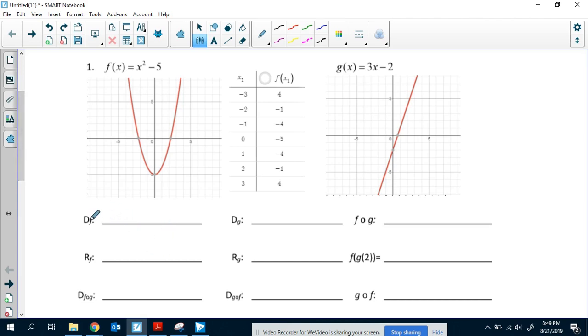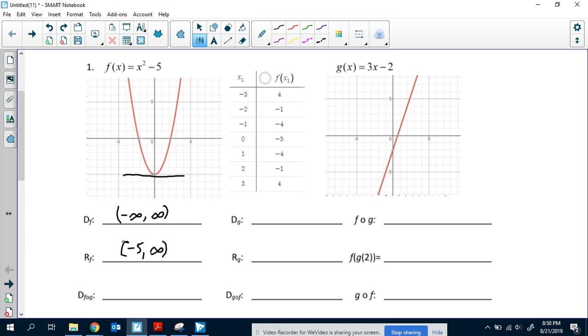So if we take a look at the domain of f, the domain is, as we move from left to right, all of the values that we can substitute in for x. There are no values that we can't substitute in for x. So we get negative infinity to infinity. The range for f are all of the y values that can come out. And if you notice, we can't go any lower than -5. So the range is -5 to infinity. Notice that this is a bracket over here, and that's a parentheses.